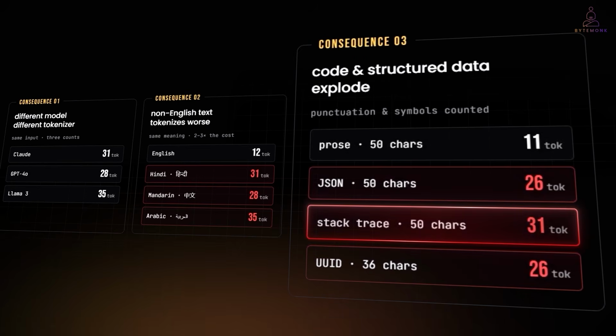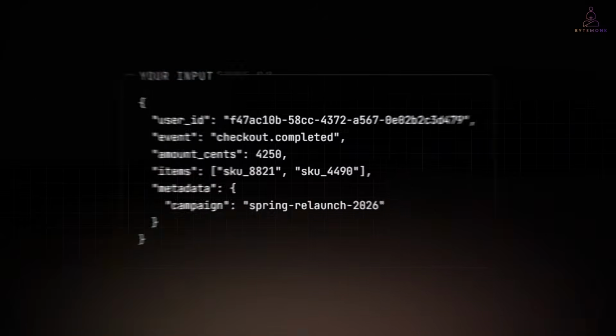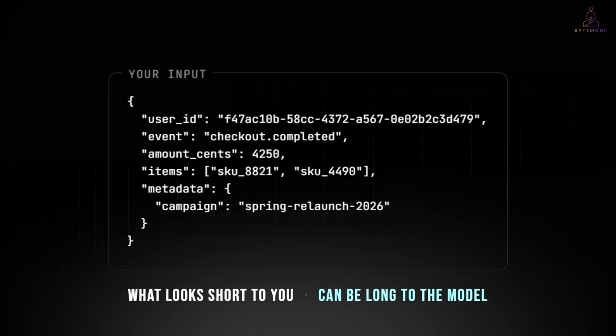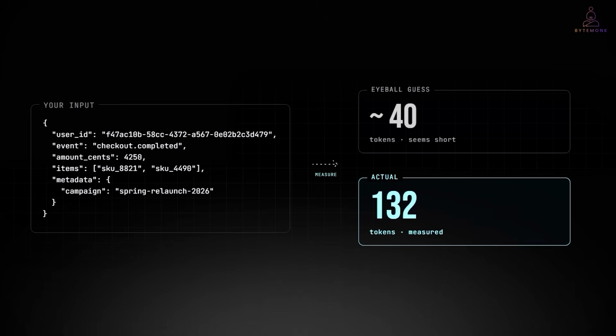Pasting a stack trace into a prompt costs way more than pasting the same amount of English prose. So the operational lesson is simple. What looks short to you can be long to the model, and what looks long can be short. You can't eyeball it. You have to measure.